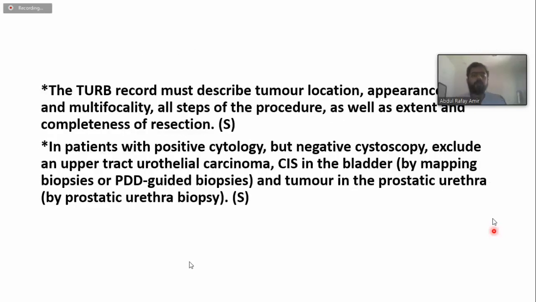So the TURBT record must define tumor location, appearance, size, and multiplicity. All steps of the procedure as well as extent and completeness should be defined. In patients with positive cytology and negative cystoscopy, the upper tract should be excluded. CIS in the bladder, with random biopsy. This is basically the sum of all the stuff we have been talking about previously. And tumor in the presence of prostatic urethra, with prostatic urethral biopsies.